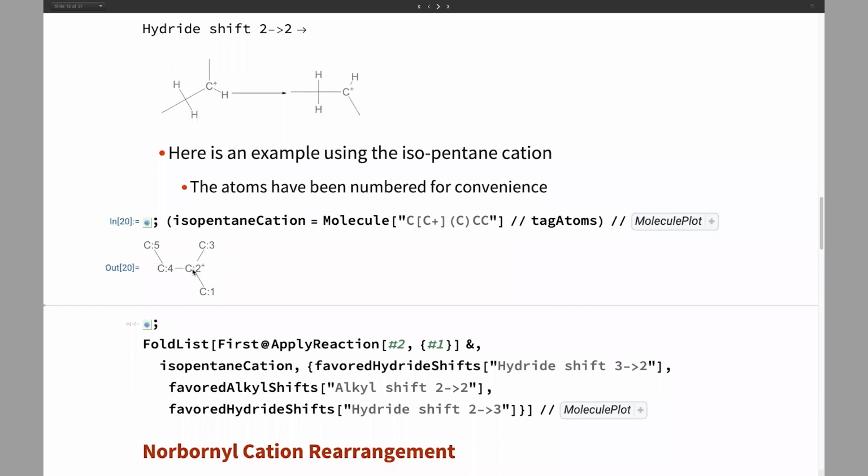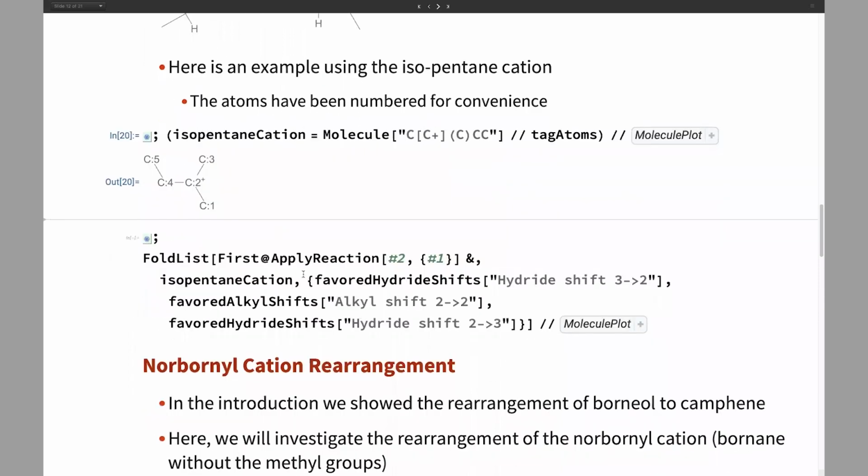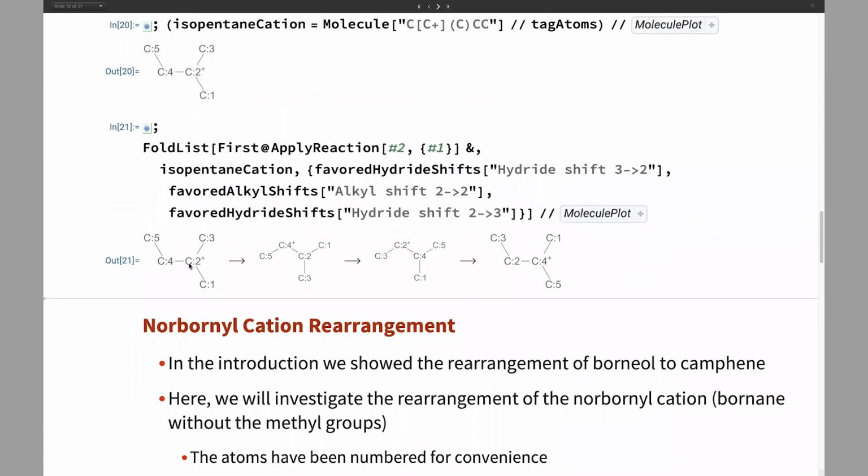So notice that the charge here is on number 2. That's where we're starting. And we're going to use a hydride shift followed by an alkyl shift followed by another hydride shift. And so we can carry out those 3 reactions. We start out with a charge here. The first thing we do is a hydride shift. So we're shifting a hydrogen from 4 to 2.